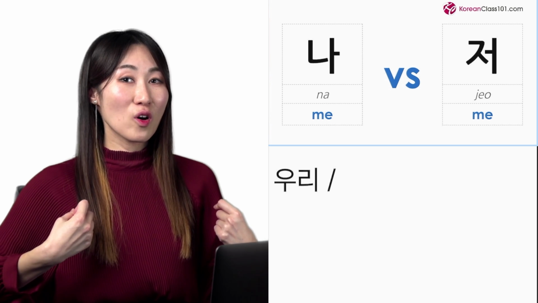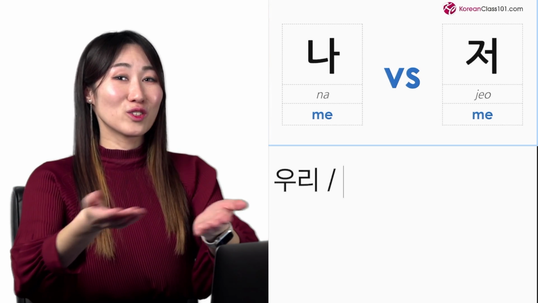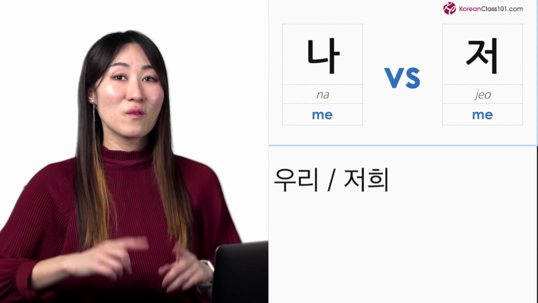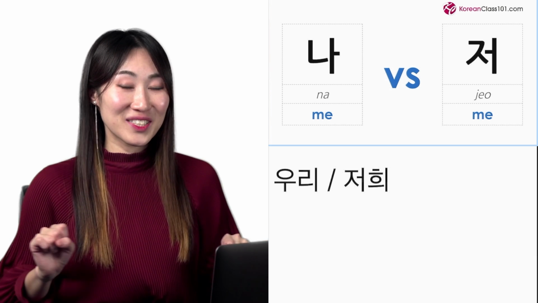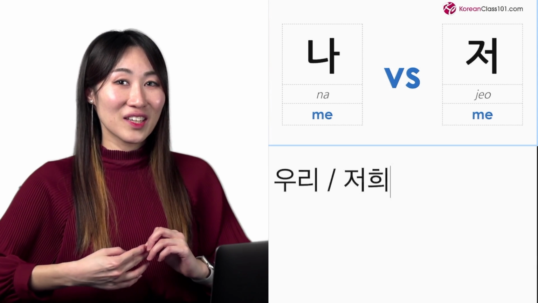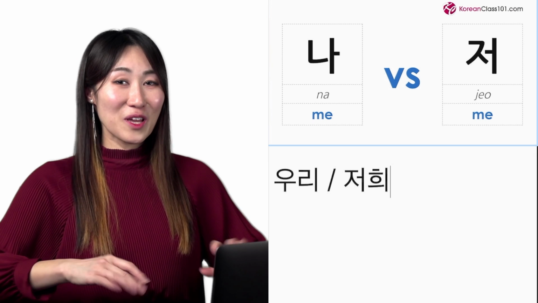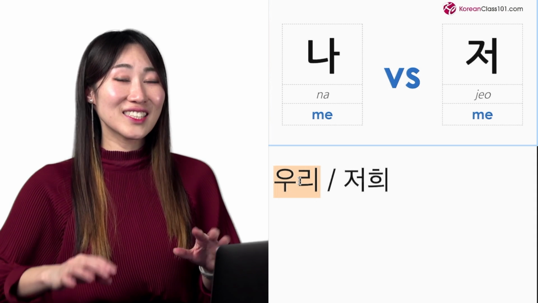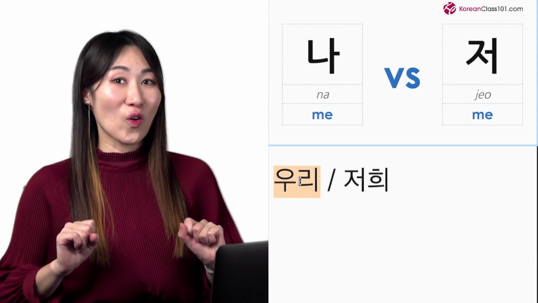But when you talk about our, us, to someone who is at a higher social status than you, you will use this word, 저희. For example, I have 5 friends. We are all the same age. And I want to talk about us to my grandparents. Our favorite candy is this. Or our favorite thing is this. In that case, we wouldn't use 우리. 우리가 제일 좋아하는 것은, we wouldn't use 우리. Instead, we will use 저희.